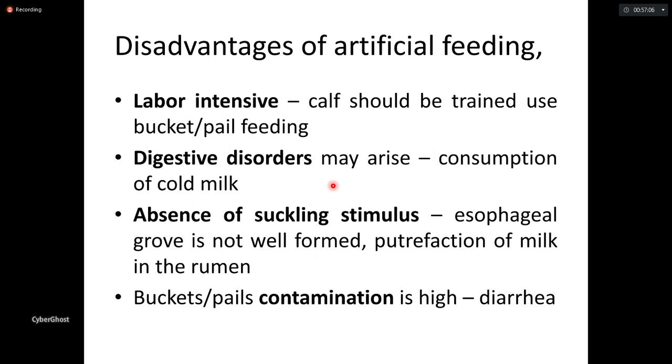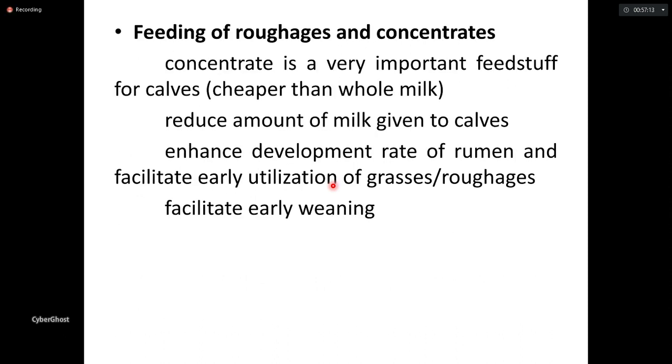So those kinds of issues can result because of this artificial feeding, right? Therefore, we have to consider those factors very carefully, whether we are going with natural feeding or artificial feeding, right? Then, as we discussed, we have to introduce roughages or concentrates as soon as possible. Because if we can wean them very early, we can save some volume of milk and sell that volume to the consumers and get some money, right?